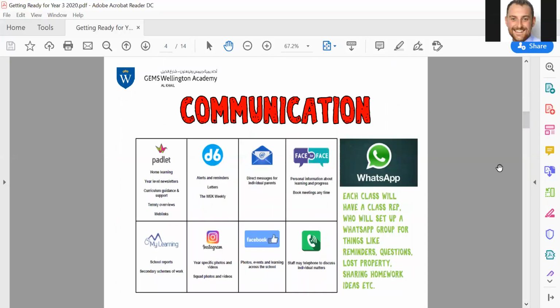On the subject of communication, I'm sure you've seen this diagram before, just outlining all of the different ways that we can communicate with you at work. So obviously face-to-face, email, phone calls when we need to. We have Instagram and Facebook as our social media. D6, I hope you've all got the D6 app downloaded. If you haven't, then it's a really valuable one because it's where a lot of notices and letters come out. And then obviously the Padlet that we've talked about before. We also do encourage WhatsApp groups. So each class has a class rep who'll set up the WhatsApp group. I'm sure you're familiar with that from Year 2.